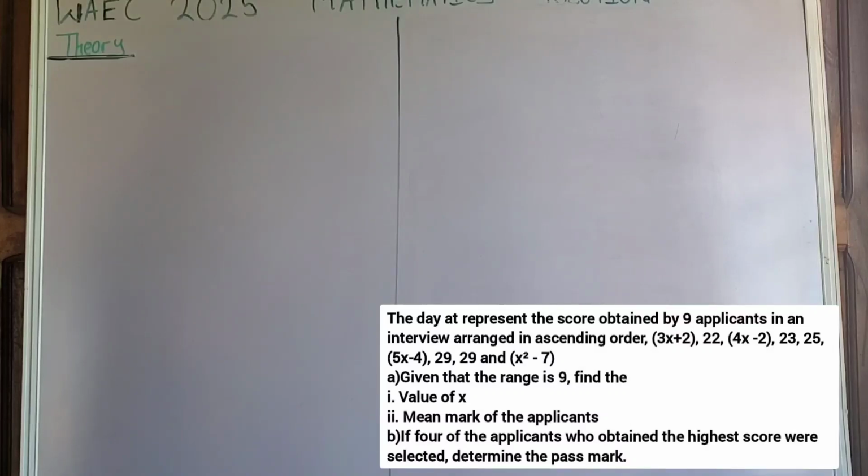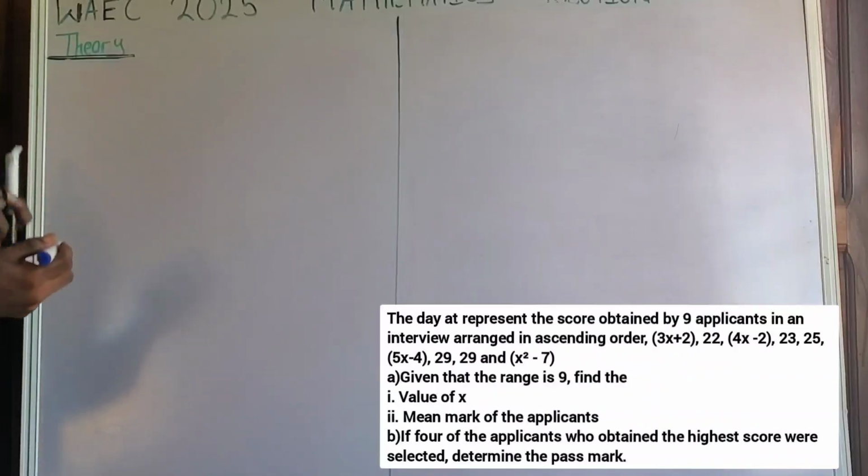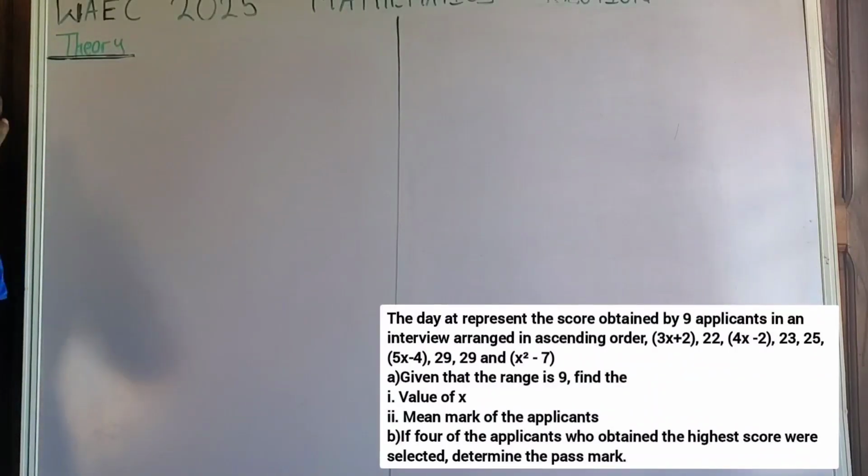And then 5b says we should find, if 4 applicants who obtained the highest score were selected, determine the pass mark. That is for 5b. If 4 of the applicants who obtained the highest score were selected, determine the pass mark. Now, this question is coming from a topic known as statistics.